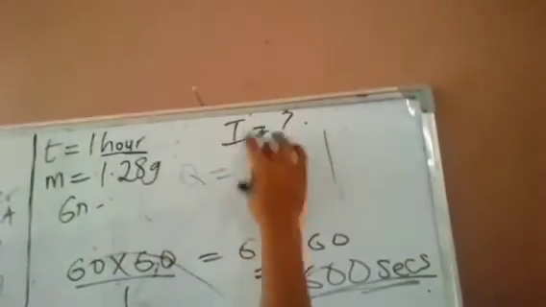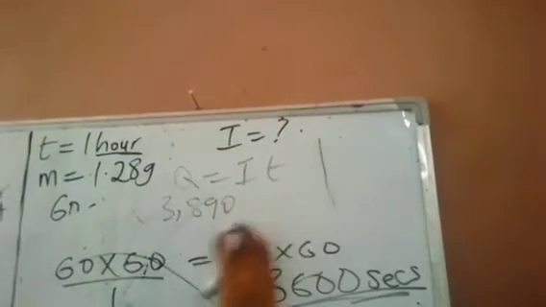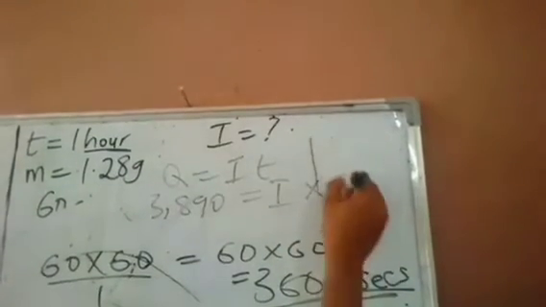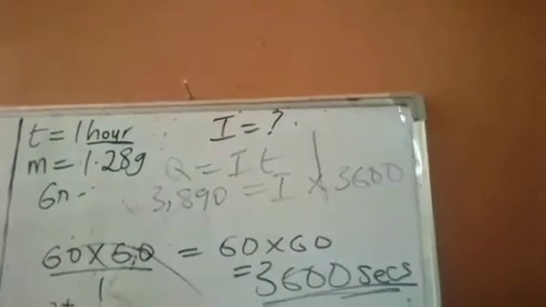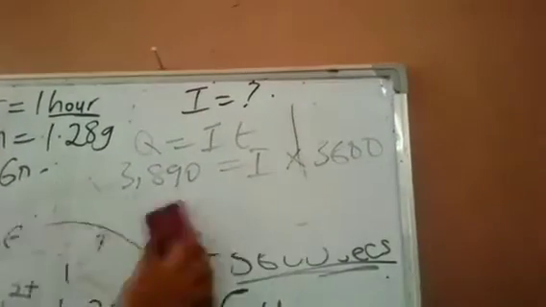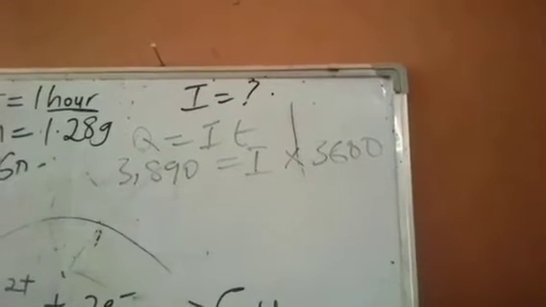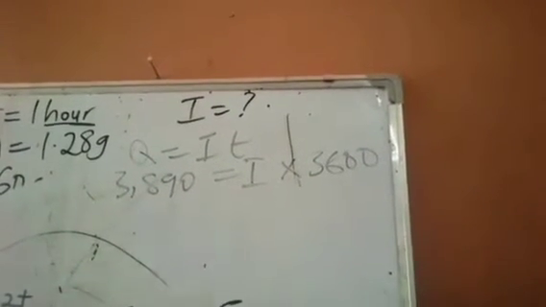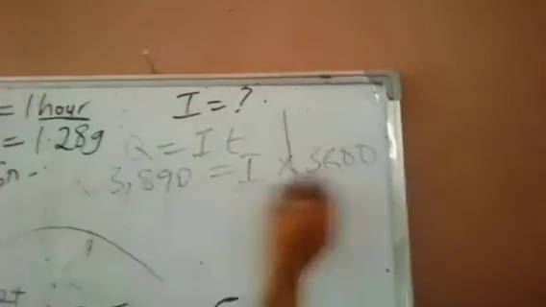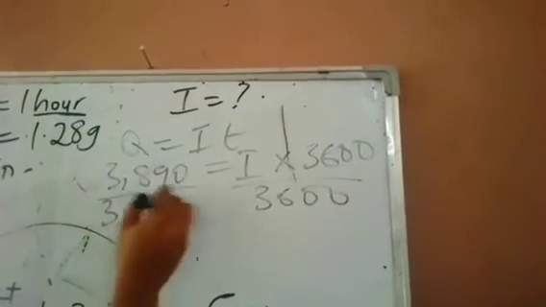Q is equal to IT. Our Q is 3,890. We are looking for our current times the time, 3,600. Now, to get our I, we just have to make our current, that's the I, the subject of the formula. And so we have that. Of course, to make I the subject of the formula, you divide by the coefficient, you divide by 3,600.